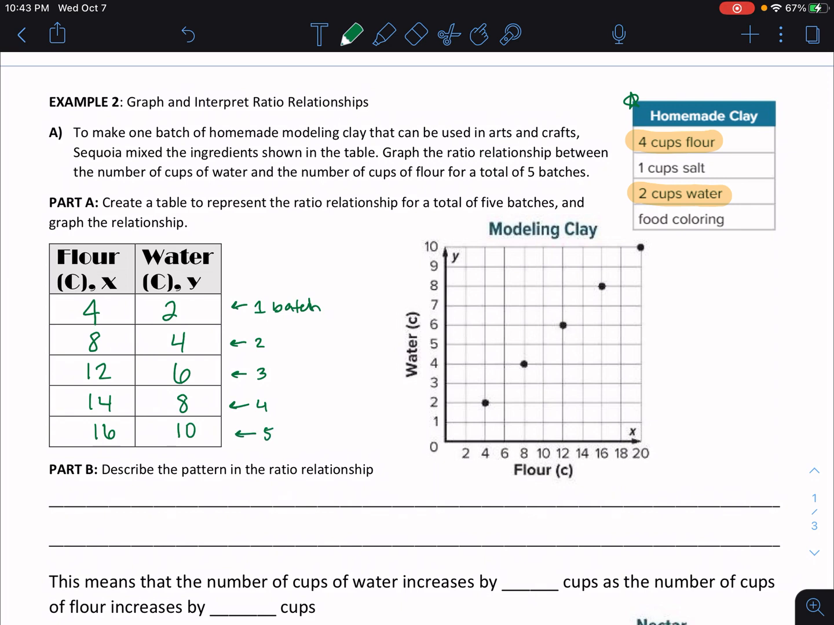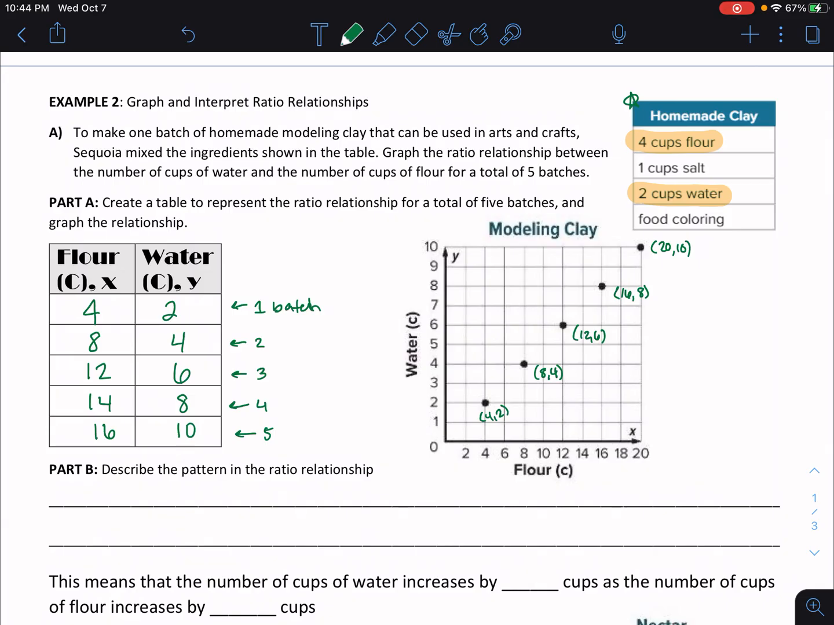Now I can go over to my graph, and I can see that this is the point 4, 2. This is the point 8, 4. This is the point 12, 6. This is 16, 8, and this is 20, 10.